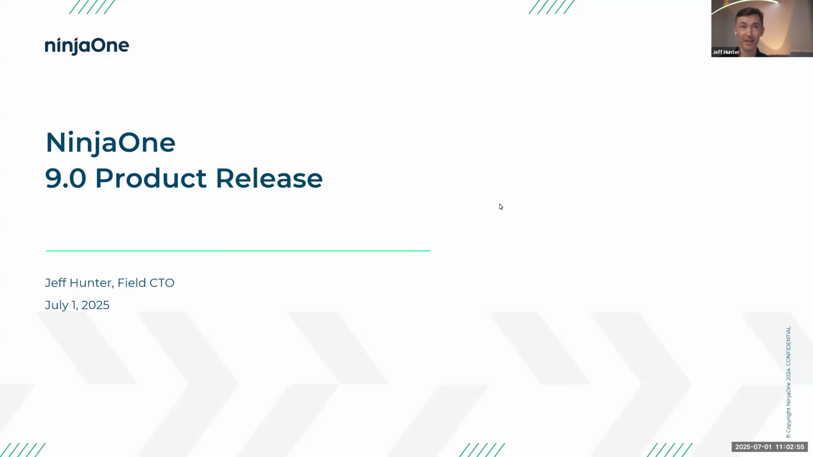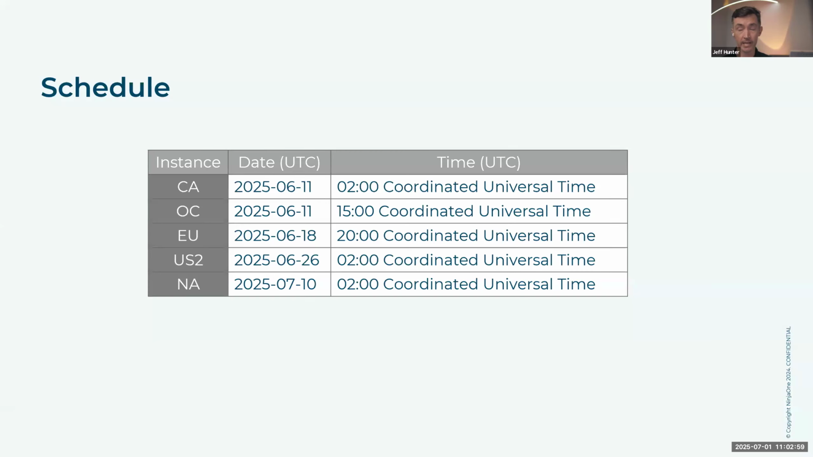I know the first question on everybody's mind is, when do I get the release? And there's a good chance that you probably already have it if you are outside of the United States. You can see here that to our Canadian, Oceanic or APAC, and European instances, as well as our US2 instance, we've deployed the 9.0 release to everyone there.